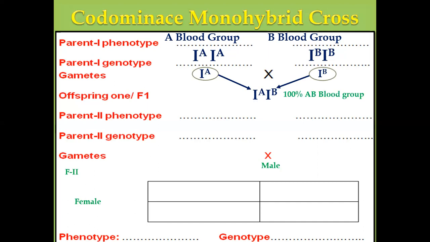Now, in this way, the blood will express two different types of antigen, A and B, on the surface of the red blood cell. So the expression of antigens A and B is complete. They are not dependent on each other, so there is no blend. It's complete expression. That's why it is codominance. That's our codominance monohybrid cross.